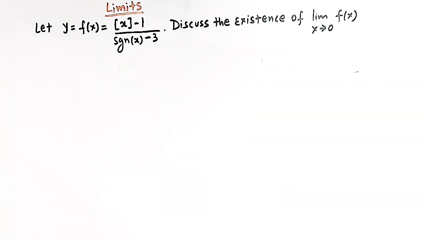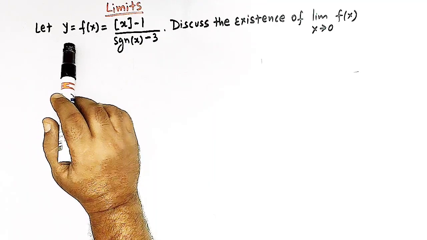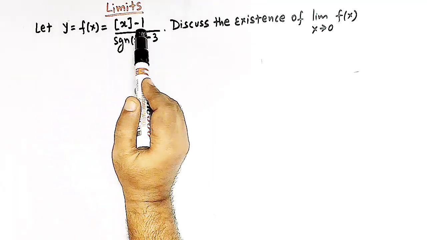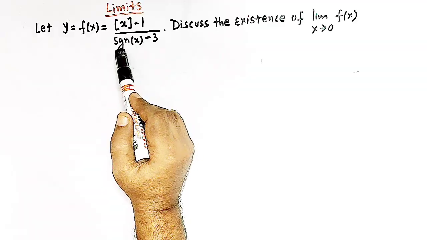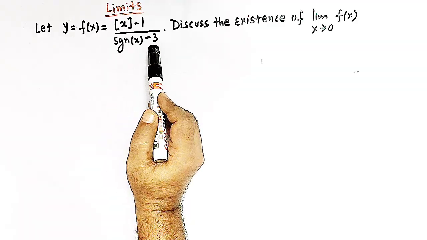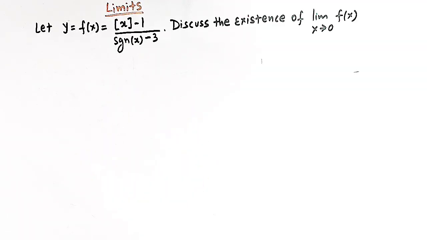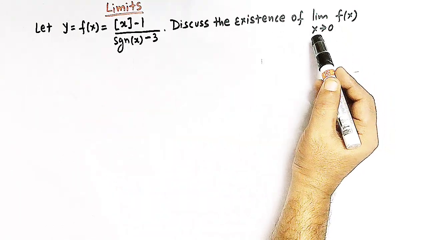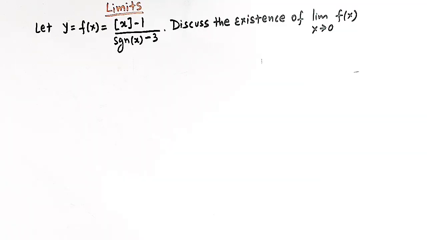Hello viewers, in today's session we are going to discuss another important and conceptual problem from limits, where we have this function y is equal to f of x, that is equal to greatest integer of x minus 1 divided by a signum of x minus 3. And we have to discuss the existence of the limit of this function when x tends to 0, right?